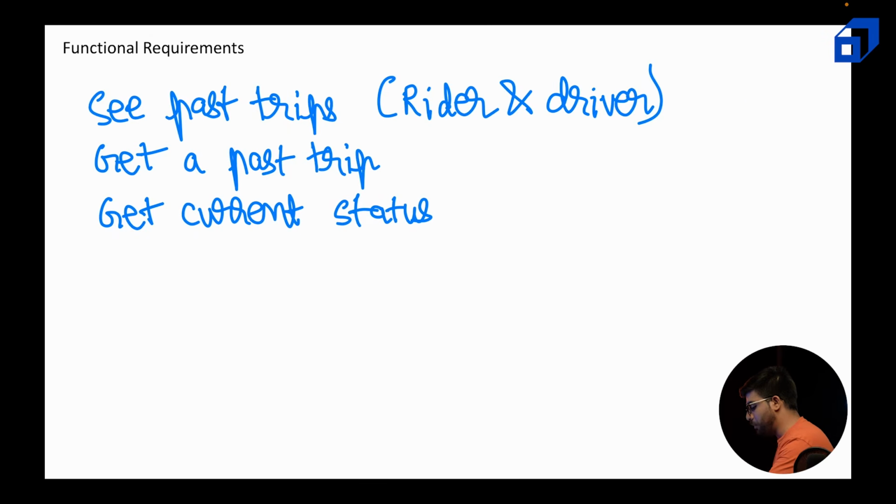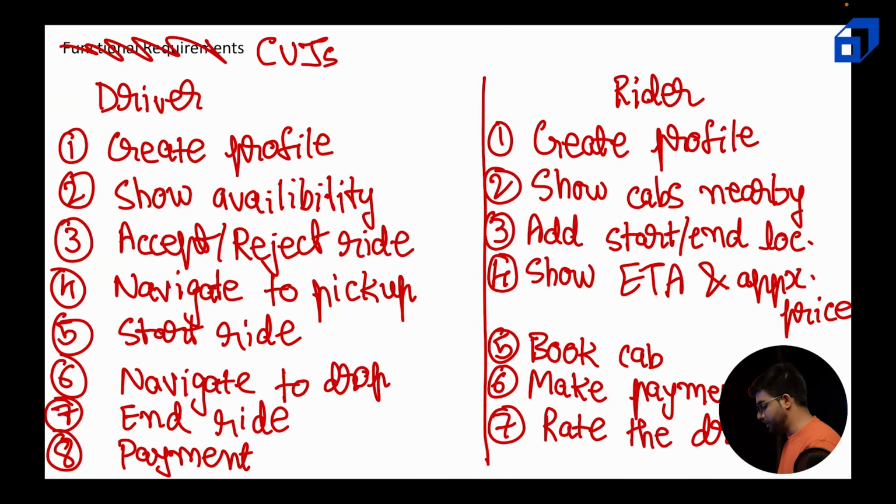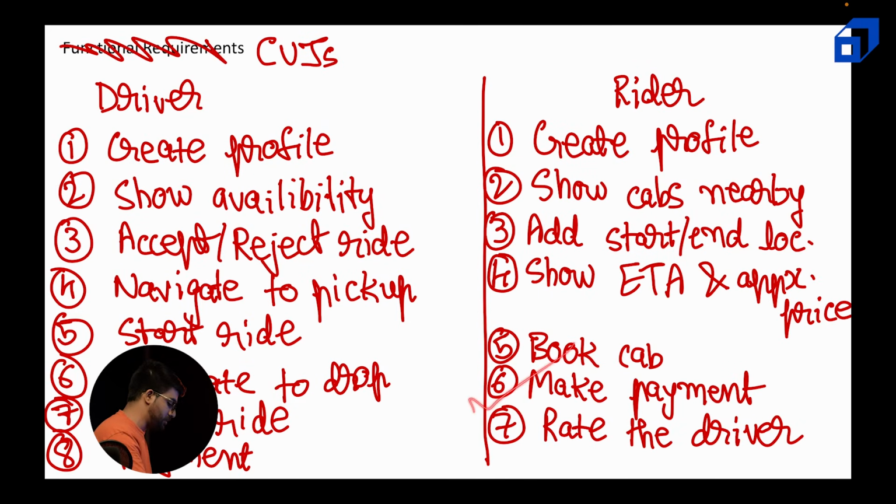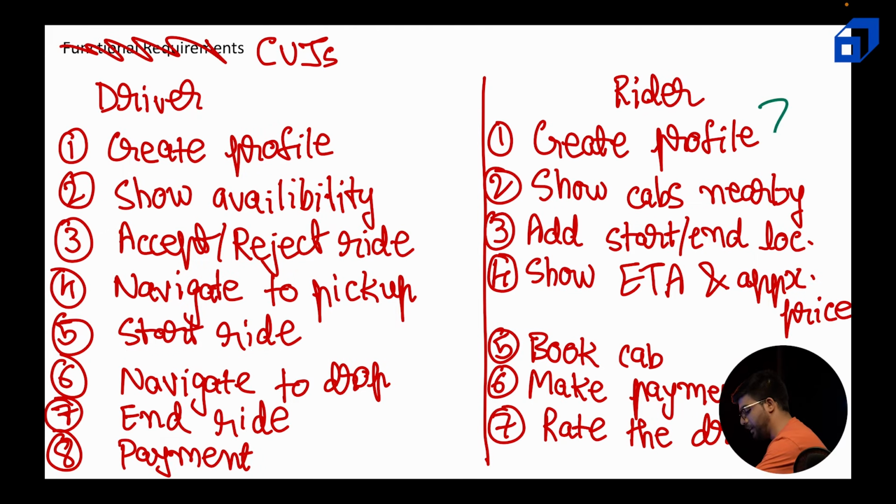I think one important chunk which is missing is the trip service. We haven't yet stored the information related to a trip, when the trip is accepted, when the trip is started, and when the trip ends. We also haven't looked at the payment service. So let's just make a note of what all services are remaining. Create profile is remaining for both the drivers and the users. I think that is very self-explanatory.